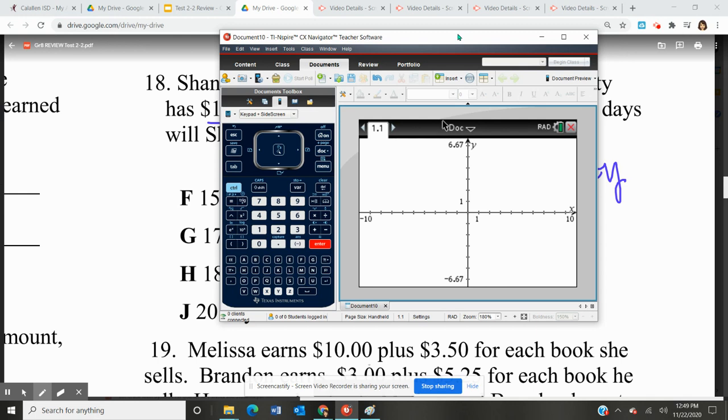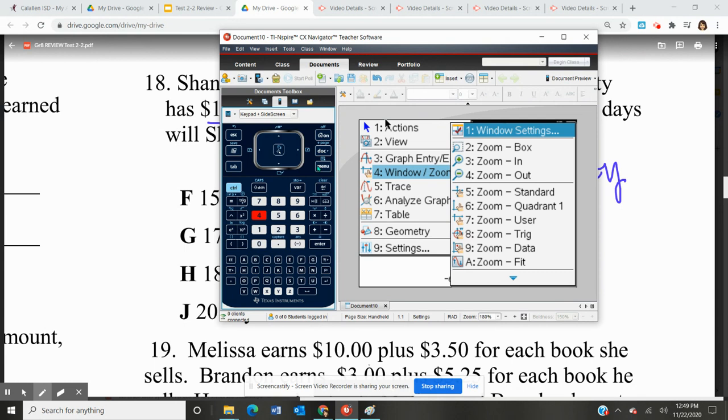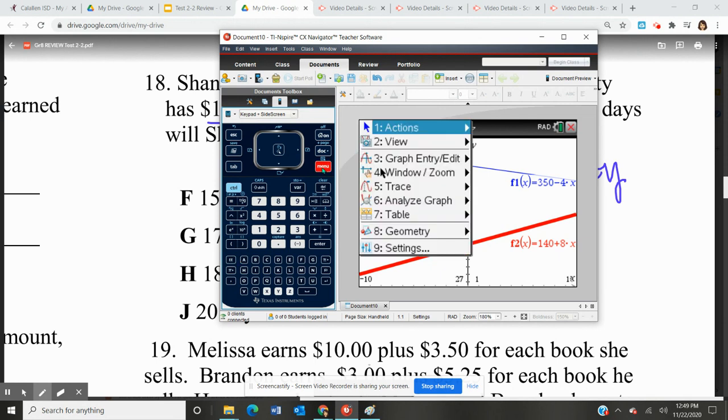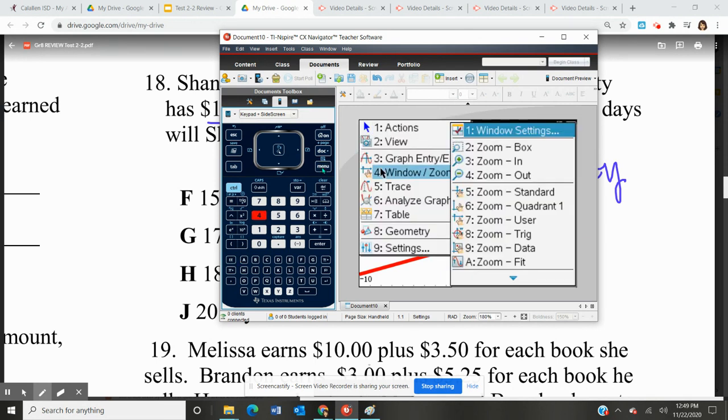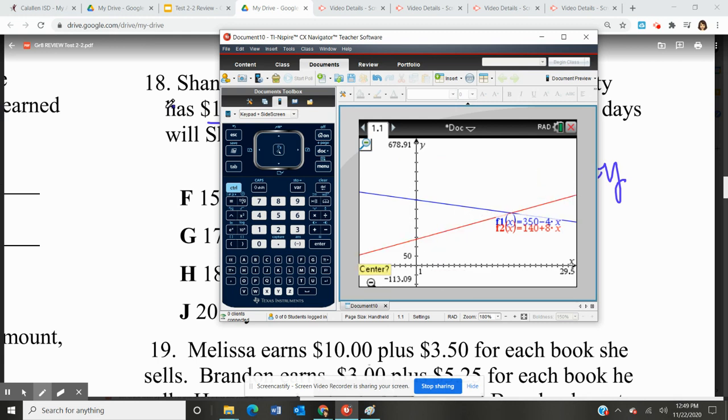Some of you might look at our picture and think, oh my gosh, it didn't even come up. Remember, you have to fit it to the screen. So we're going to go ahead and press menu, 4 for window zoom, and A for fit. Here our picture is still too small. So we're going to press menu, 4 for window zoom, and 4 to zoom out. I see here that my point of intersection is somewhere over here to the right. So I'm going to go ahead and press over there. And now you can see our point of intersection.